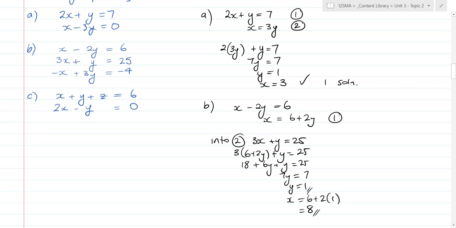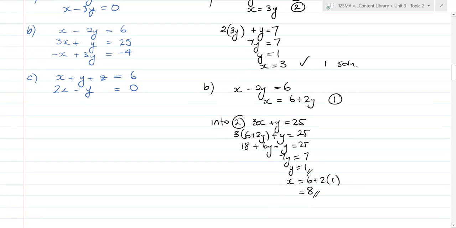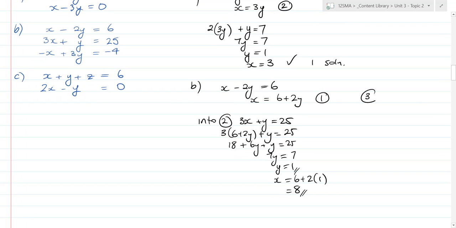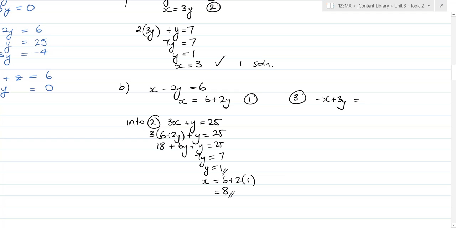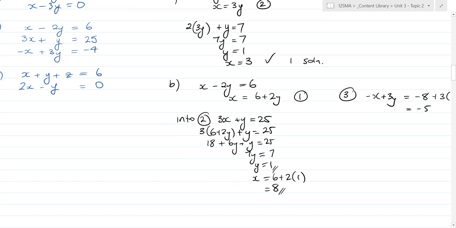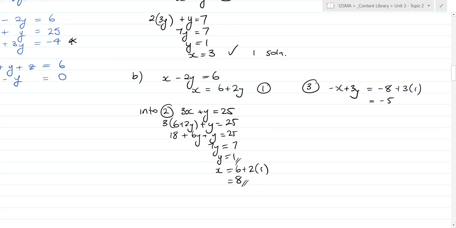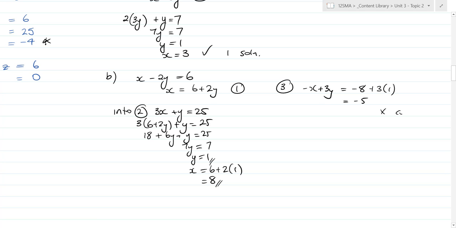Sorry, I'm rushing a little bit, but I'm hoping these two are pretty easy. But there is 3 relationships here, so you should always check that it works in a third. So in relationship number 3 as a verification, negative x plus 3y is equal to negative 8 plus 3 times 1, which is equal to negative 5. But according to this, that should be equal to negative 4. So this is a contradiction.